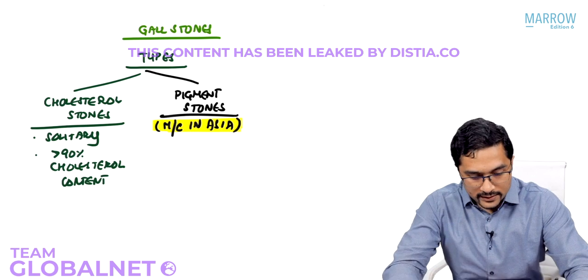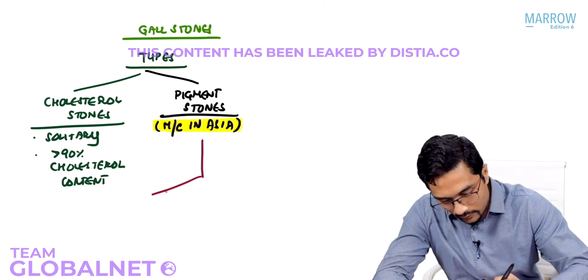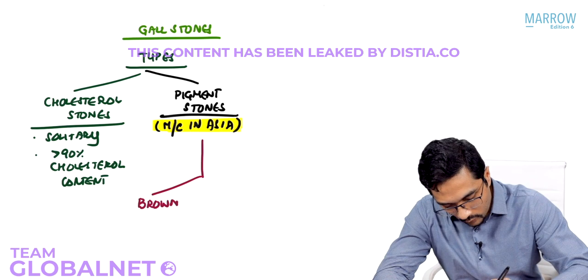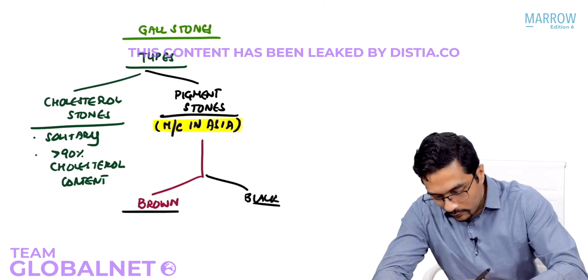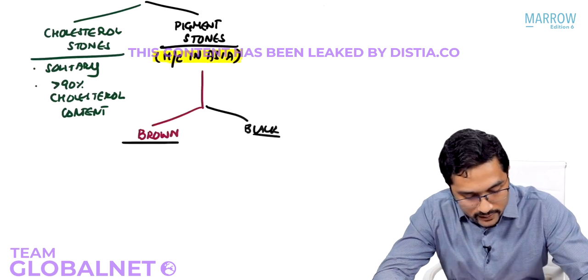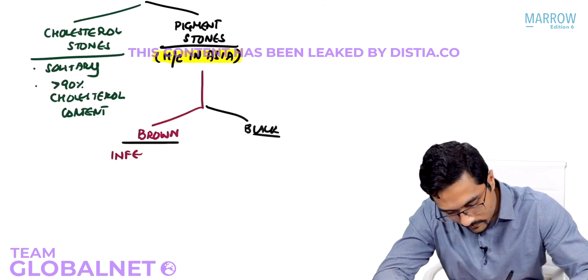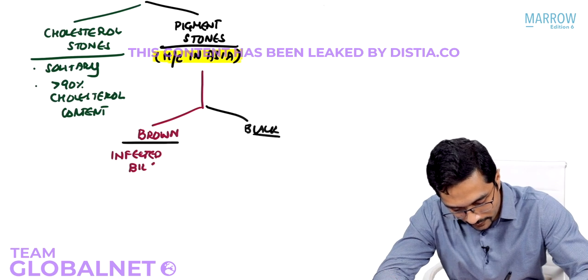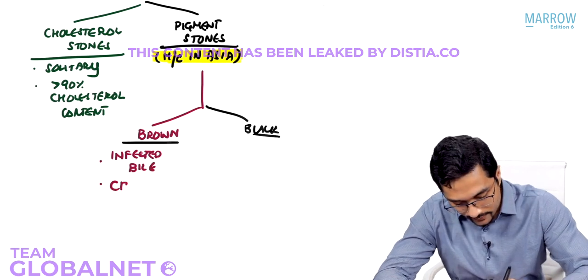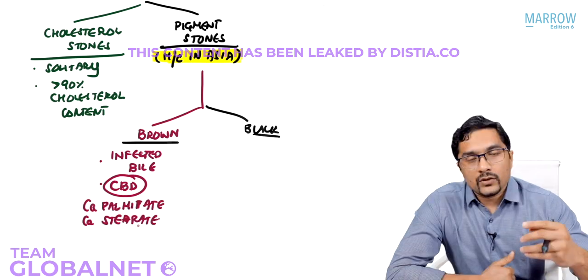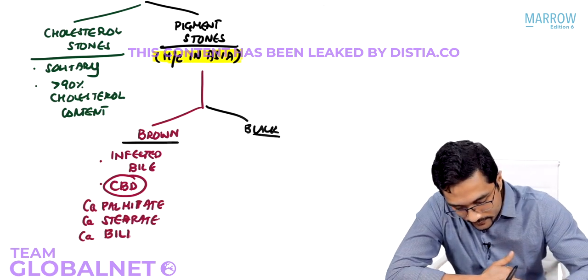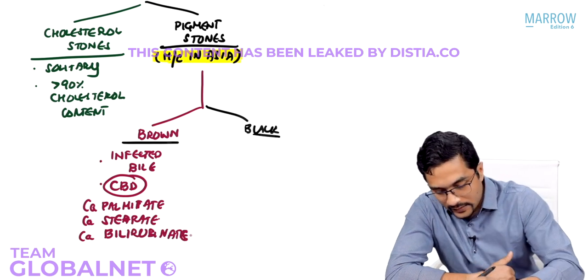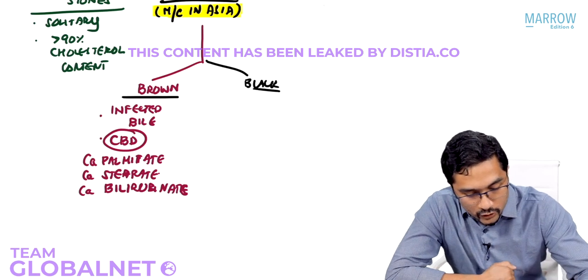And pigment stones can be of two types. You can either have brown pigment stones or they can be black pigment stones. Now, brown pigment stones are the ones which are formed in infected bile. They can even be formed in CBD. So the composition is calcium palmitate, calcium stearate, and calcium bilirubinate. Right? That is the composition of brown pigment stones, and they're formed in infected bile, I've told you.